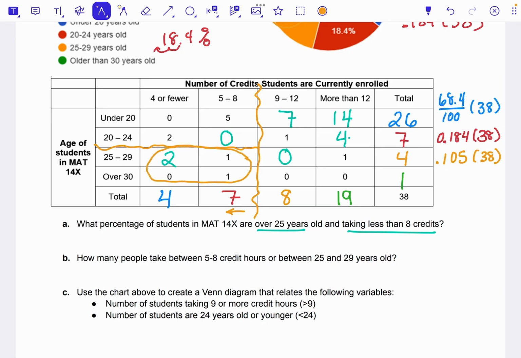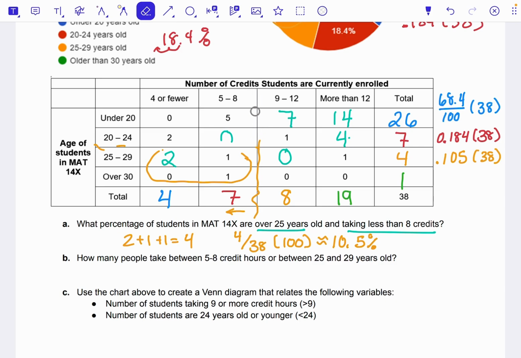And so that would be 2 plus 1 plus 1, which is 4 students. And it's 4 students out of our 38. And then we would times that by 100 to turn it into a percent, which would be 4 over 38. I didn't put that in my calculator in advance, so I now need to do that. 38, which would be about 10.5%. All right, so that was how I reasoned my way to that one.